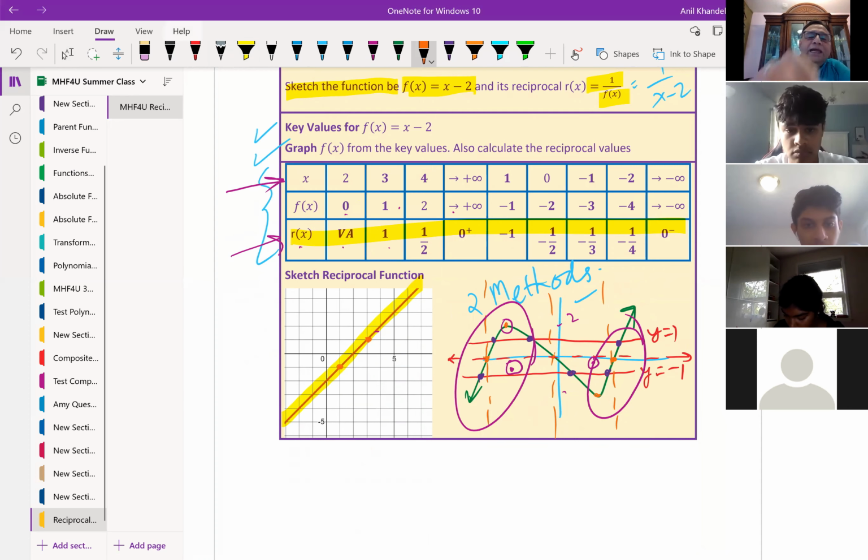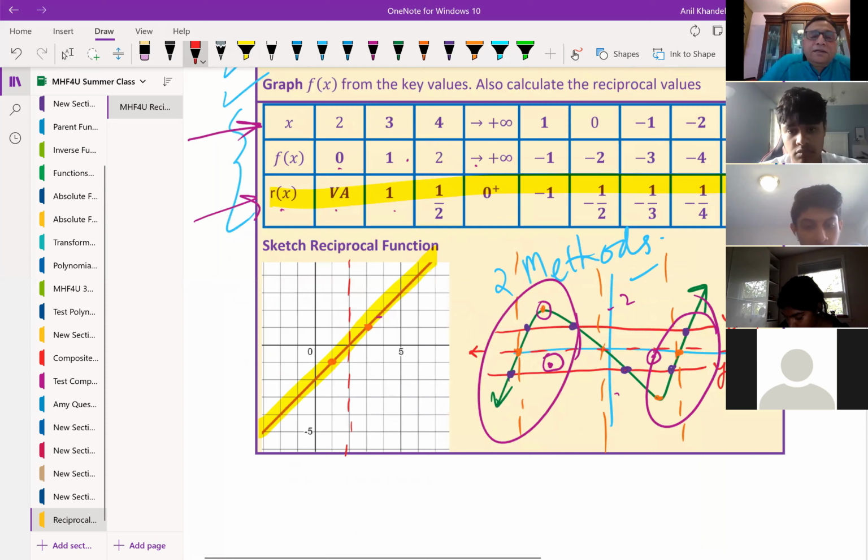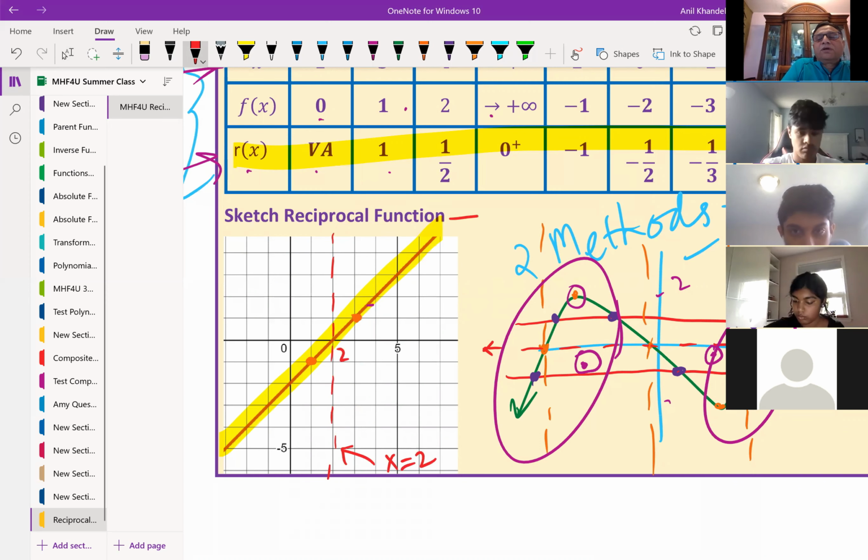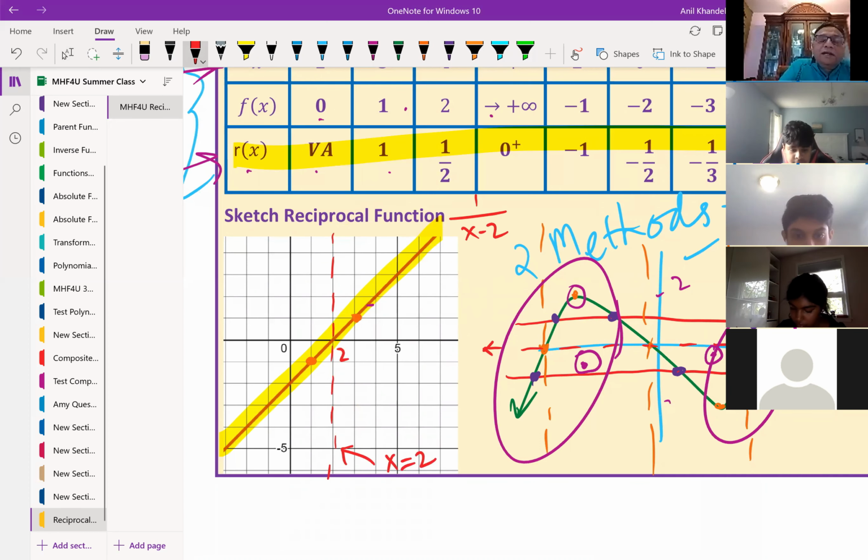Then I'm saying the x-intercept is a vertical asymptote, so I'm drawing a vertical asymptote here. Let's enlarge this. In this case, it is x equals 2, because at 2 we have a vertical asymptote. We are looking at the reciprocal of the function x minus 2 now, correct? And we know that there is a horizontal asymptote, which is y equals 0. So this is y equals 0, the horizontal asymptote, and that is your vertical asymptote. Is that clear to you all?